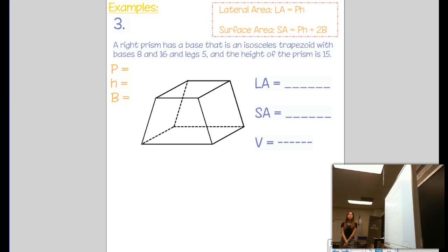All right, a right prism. Remember, you get to ignore the word right because all of ours are right prisms, so don't worry about that. Has a base that's an isosceles trapezoid with bases 8 and 16 and legs 5. The height of the prism is 15. Find all those values. So I want you to label your picture. I want to see if you can label it correctly without my help. Label all those things they gave you. Label, label, label. Label, Dimitri.